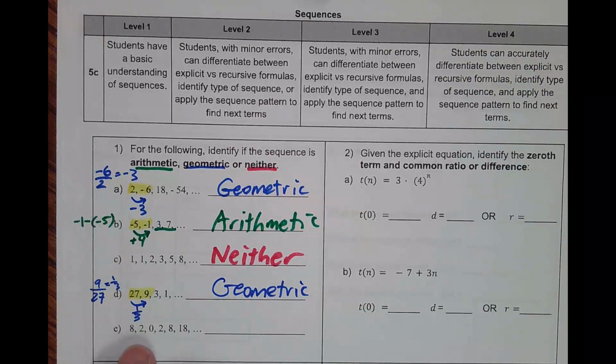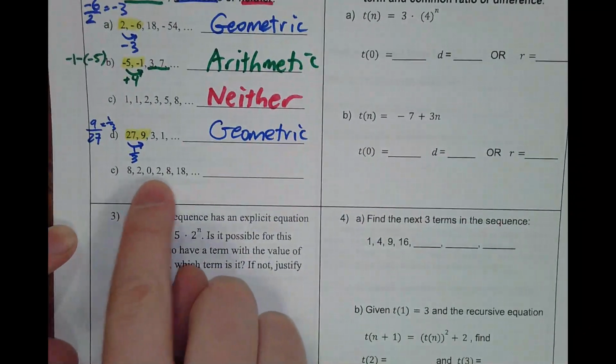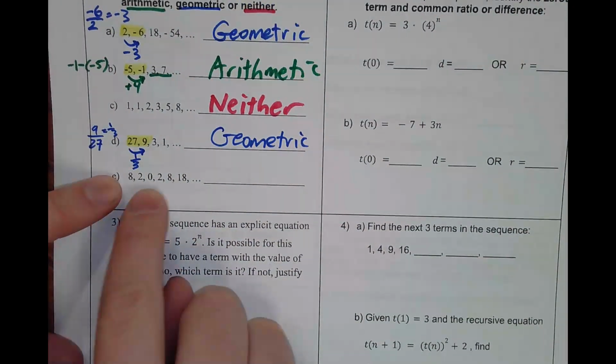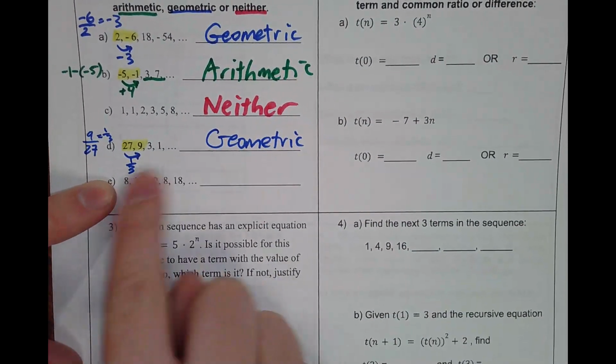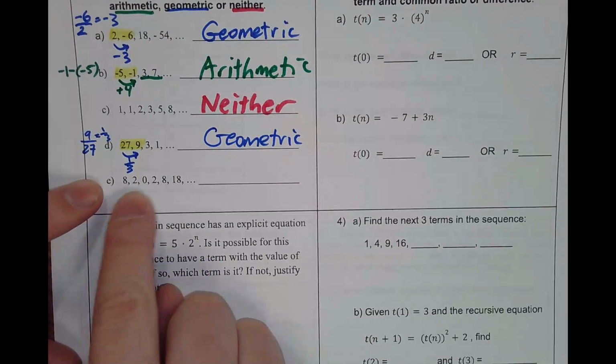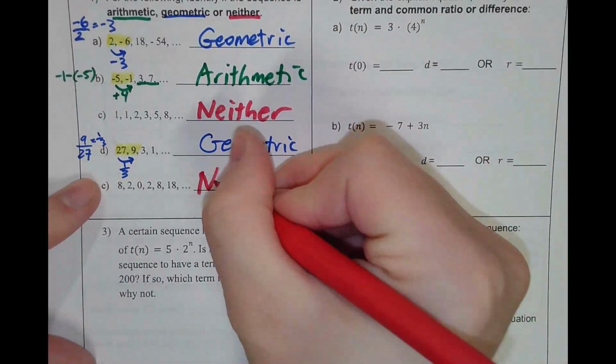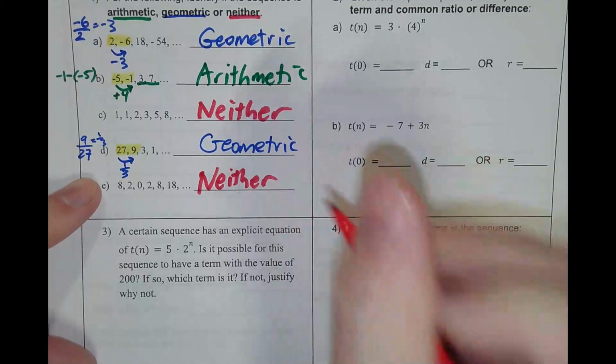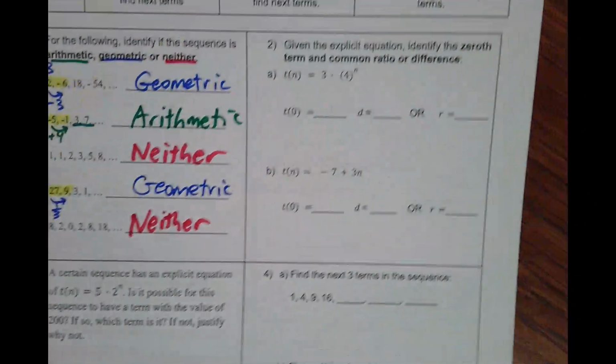All right, last one here, 8, 20, 2, 18, 18. This is a list of numbers that doesn't have a reasonable pattern that could be either adding or subtracting or multiplying or dividing by any numbers. This one is also going to be neither. All right, let's move on to number 2.